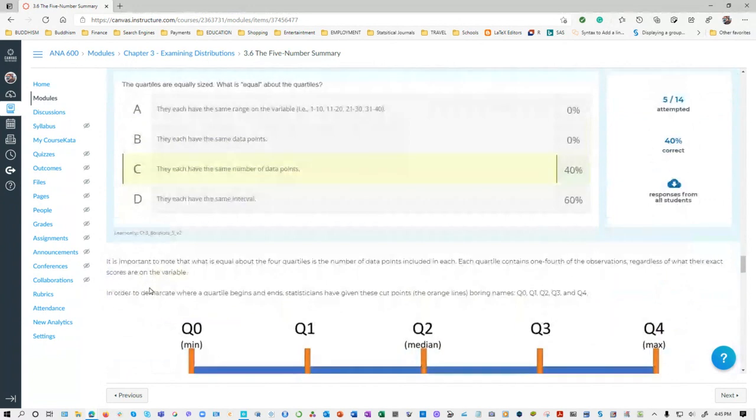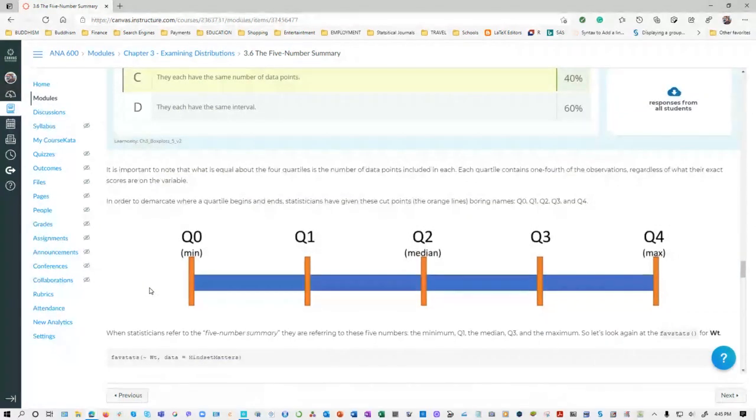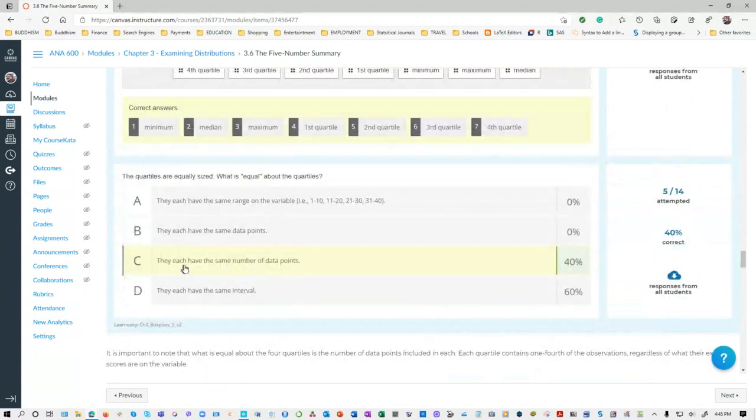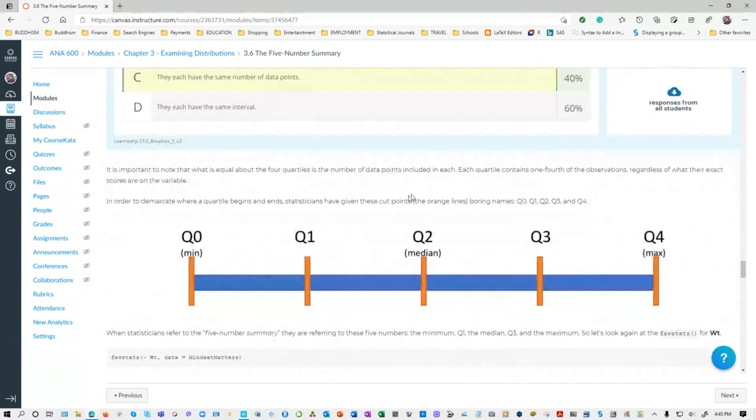What is equal about the four quartiles is the number of data points included in each. Same number of data points. Each quartile contains 1/4 of the observations, regardless of what their exact scores are. We don't need their original scores, but we know how many are going to go within that piece.